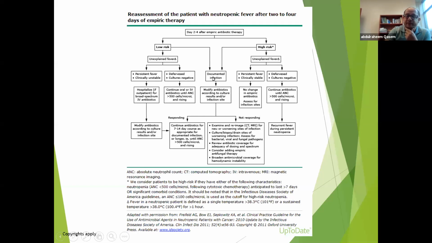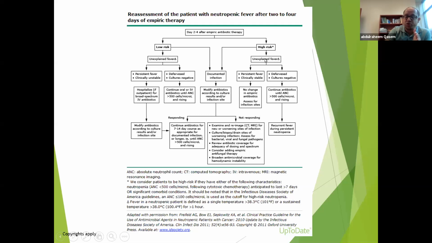At any time, if the source of infection is already identified, or blood cultures grow certain microorganisms, then you can direct your antibiotics toward that and adjust the treatment accordingly. For high-risk patients that you decided to admit to the hospital, if their cultures came back identifying the source of infection, then you treat accordingly.